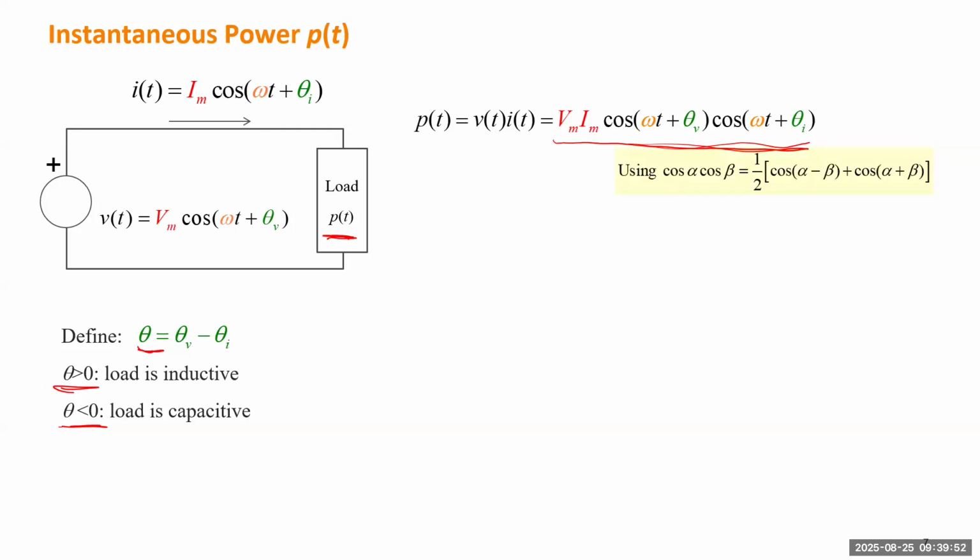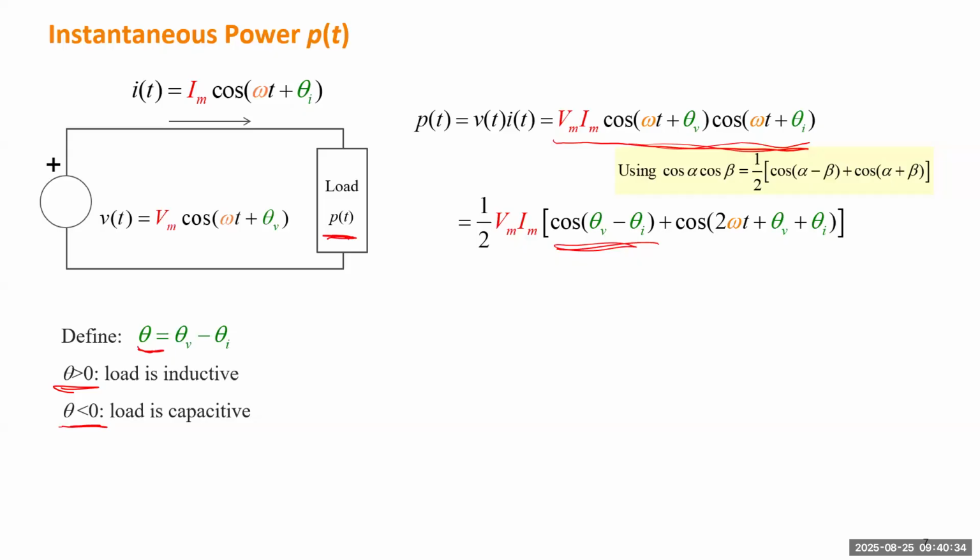Here we need to deal with this multiplication of two cosine functions. We know that cosine alpha times cosine beta is half of two items. The first item is the cosine of the difference angle, and the second is the cosine of the total angle. We're going to use this identity to simplify the formula. So we have half of the multiplication of the two peak values, with cosine of the angle difference and cosine of the sum of the angles. The first item cancels omega t, which gives you something not depending on time.